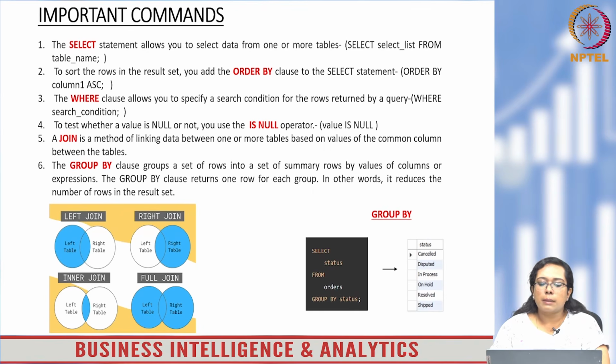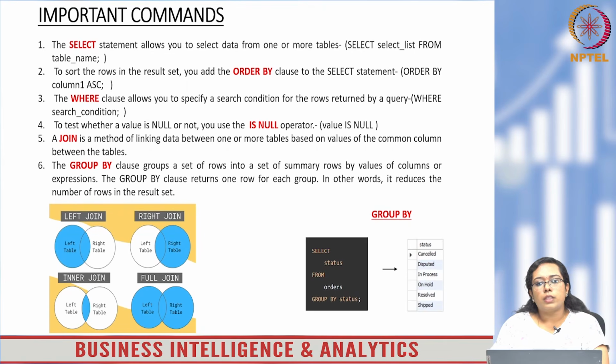The next command is the order by command. To sort the rows in the result set, you add the order by command to the select statement. For example, if we mention order by column 1 ascending, that means column 1 will be written in ascending order. That is why the order by command is used, and basically it is doing a sort operation.